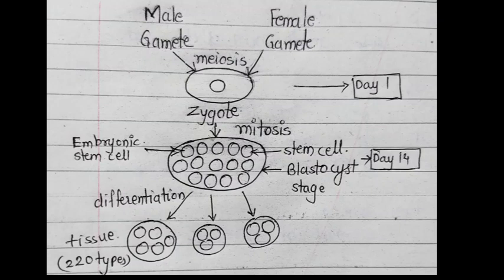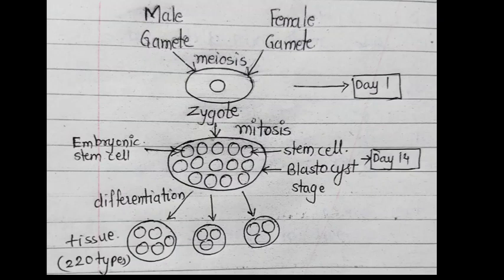Now there are about 220 different types of embryonic stem cells present in that blastocyst stage. After that the differentiation process starts. Here in the diagram you can understand it. Then these 220 different types of cells get grouped and they form the different tissues. Then these tissues form cells of different organs like the osteocytes, that is the group of cells which is helpful in forming the bone cells.